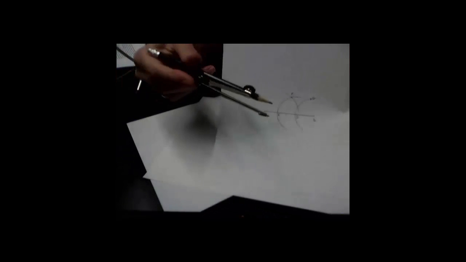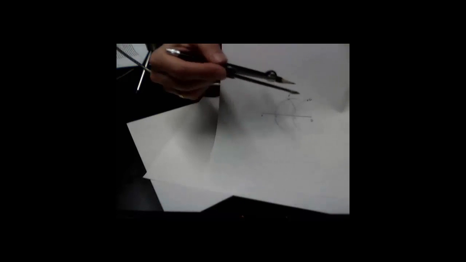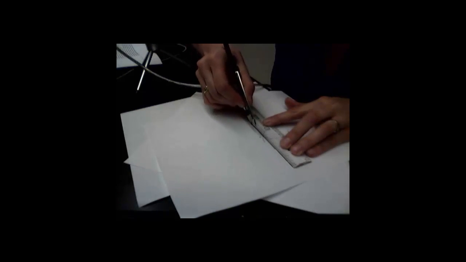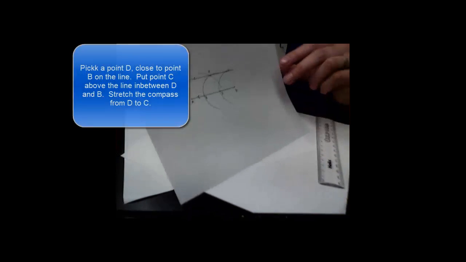So now you see we have a point F and a point C. If we connect these two lines together, we should have a parallel line that runs, well, parallel to line segment AB. And once again, we put our arrows on to show that it's a parallel line. Okay. So that is a compass and ruler method.